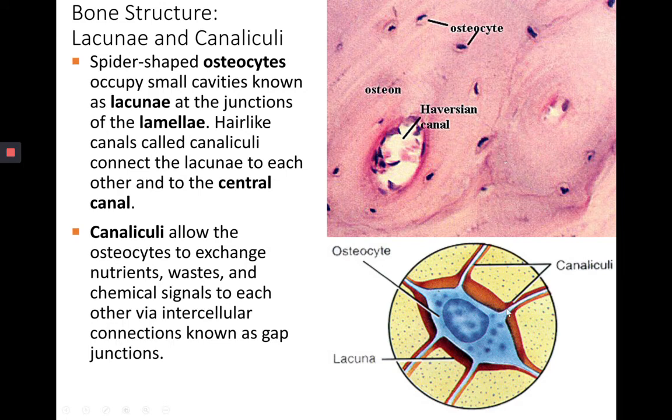So here is a mature bone cell, an osteocyte, and it is found in its lacunae, so its cup-like area, but these are not completely enclosed. Instead, there are hair-like structures that allow projections off of the mature bone cell to communicate with other mature bone cells, and those hair-like canals are called canaliculi.